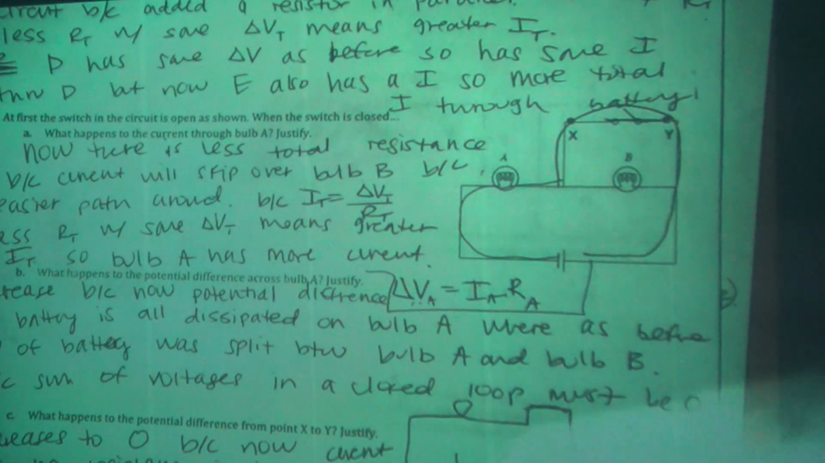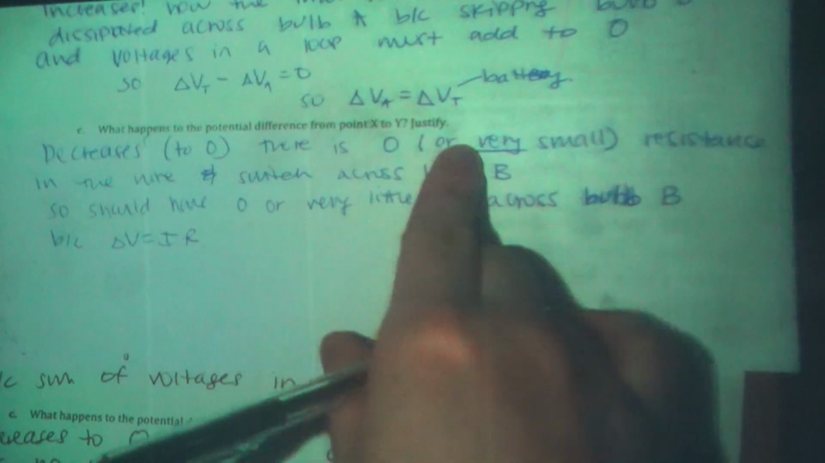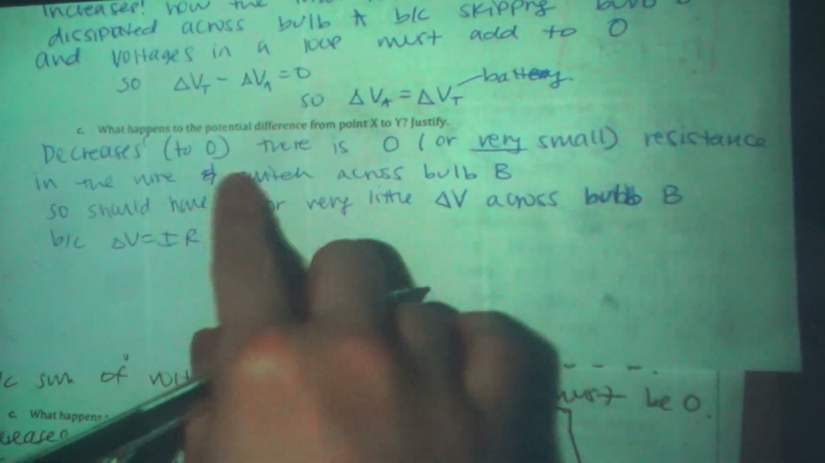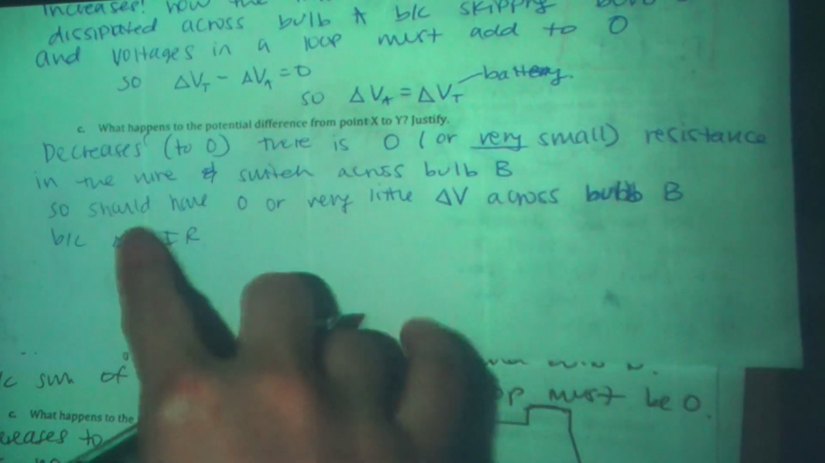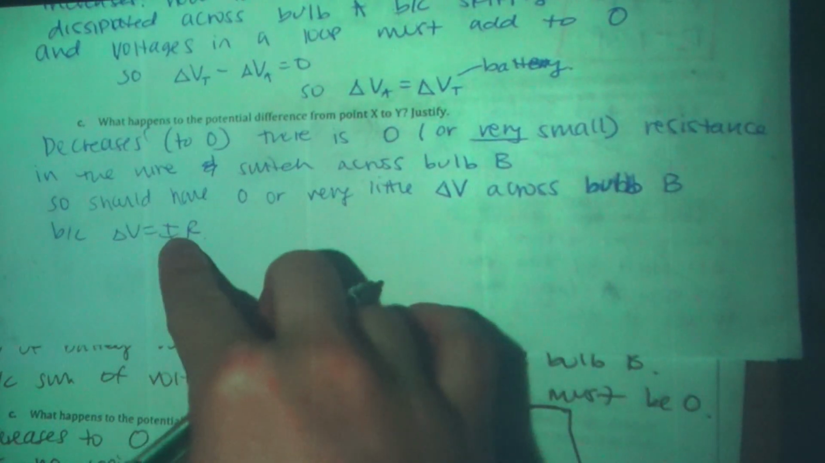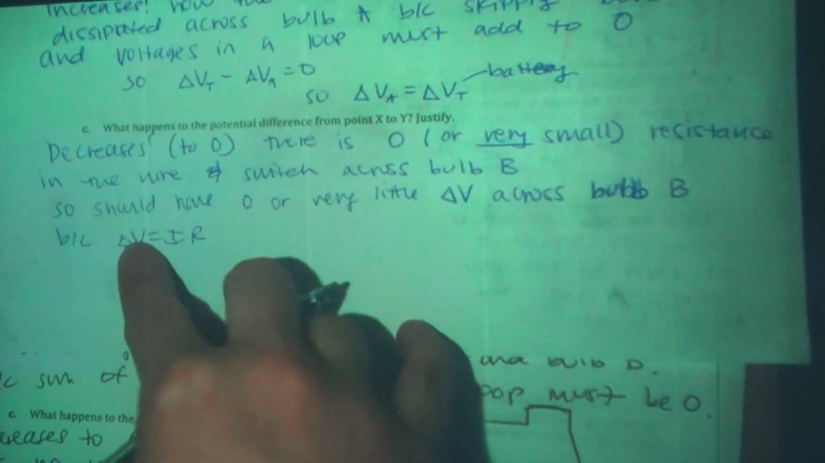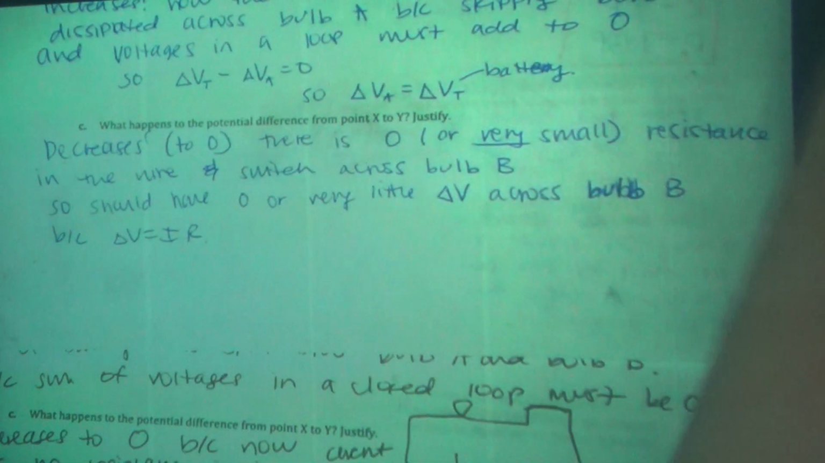So what I wrote in my key is it decreases to 0 because there is 0 or a very small amount of resistance in the wiring switch. So if you have very little voltage across bulb B, because the voltage is I times R, if the resistance is essentially 0, then the voltage will essentially be 0, even though you might have a lot more current.